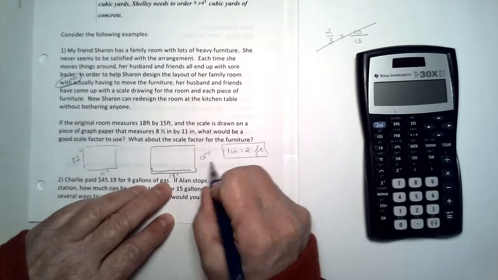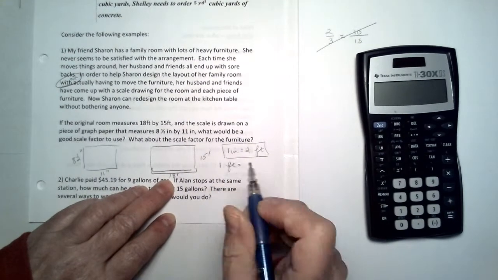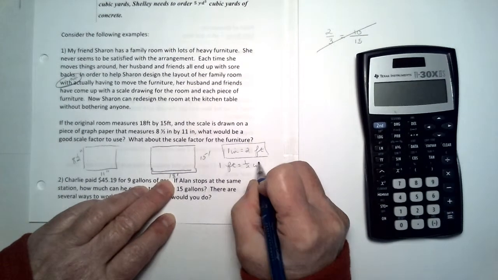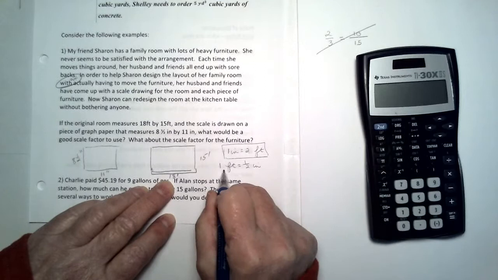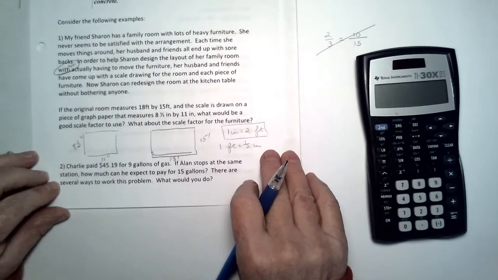And the other way to look at that is for every foot in her actual living room, it's going to be a half of an inch. If 1 inch is 2 feet, then 1 foot is a half inch. Okay. All right, let's take a look at the next example.